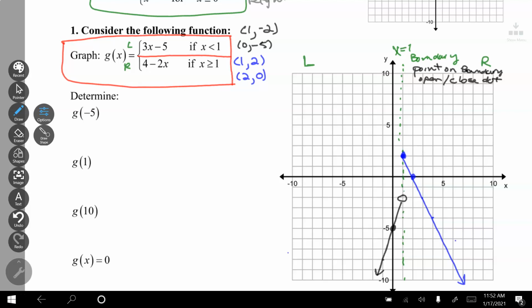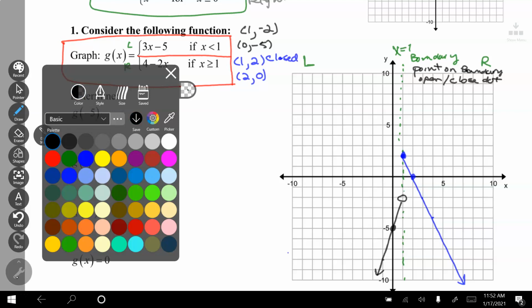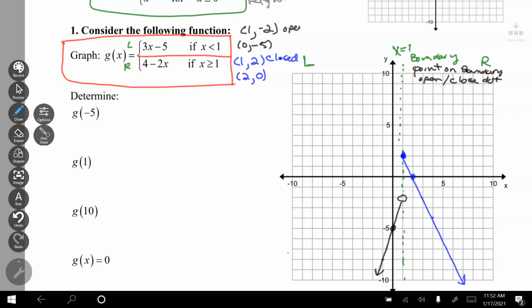So this was my right piece in blue, my black piece in left. So this was a closed dot, and 1, 2 was an open dot because it was not included. And now I could determine all these values. So when I do g of -5 is less than 1, so I'm going to use the left piece.